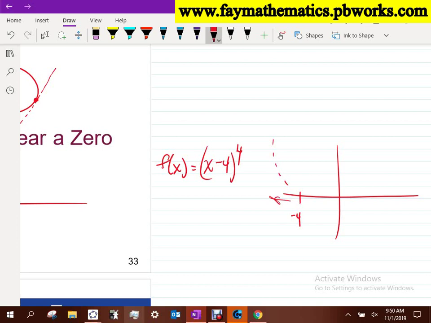When I plug in a number to the right of negative 4, like negative 3, negative 3 plus 4 is 1, right? A positive number multiplied by itself 4 times should be positive, right? So I cut there again only one time. I'm tangent to that point. Okay? So here's the idea.